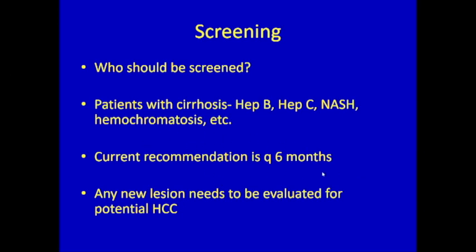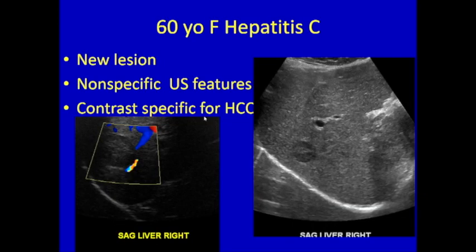These patients are currently screened every 6 months because that's been the most cost-effective way to find significant cancer. Basically any new lesion in these folks with cirrhosis has to be evaluated for potential HCC. It doesn't matter what the cause of the cirrhosis is, it's the cirrhosis that sets up the goal for the screening. So what do they look like? Well, any new lesion has non-specific ultrasound features, Stephanie's going to be talking about this. Basically, I need contrast to tell whether it's going to be an HCC.